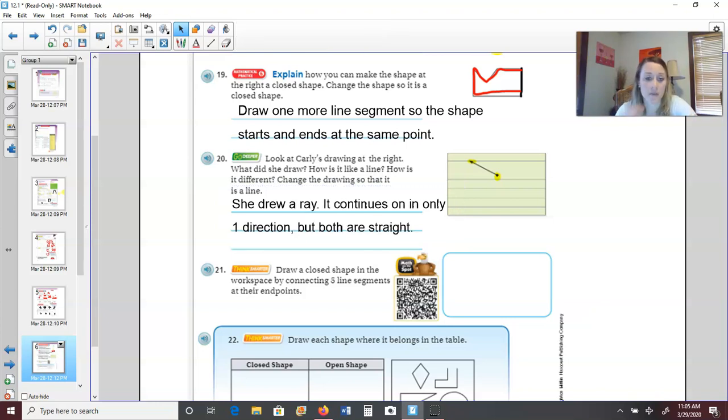There we go. And then it wants us to turn the ray into a line. So in order to do that, I'm simply going to draw a little bit more of a segment, but I'm not going to end it. I'm going to put an arrow tip on the end, and that shows that it will continue on and on and on in that direction. And we've got an arrow tip up here too, so it continues on in that direction as well.